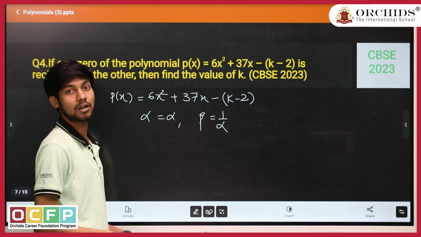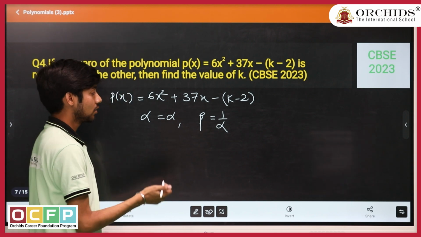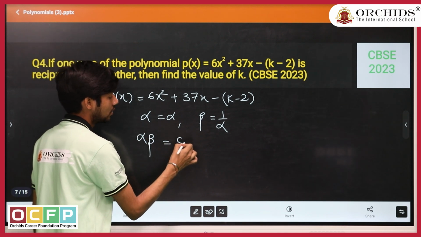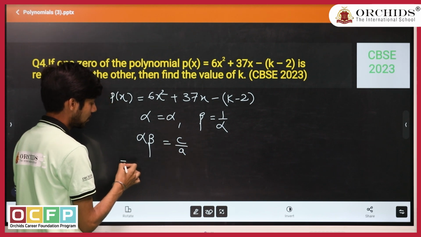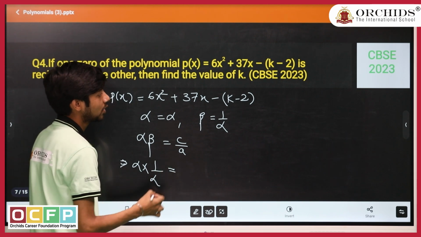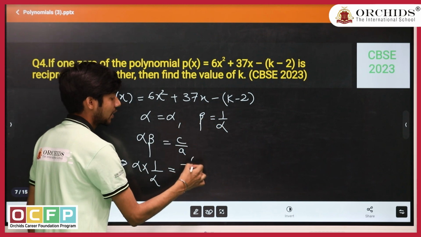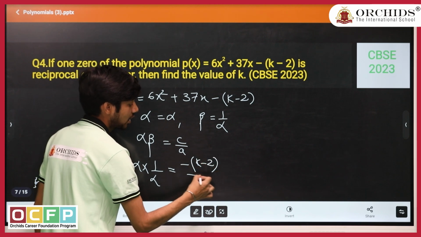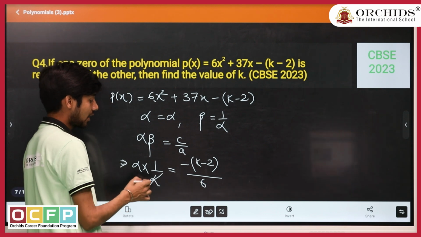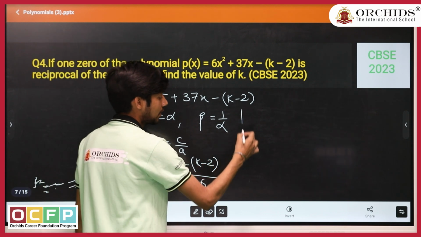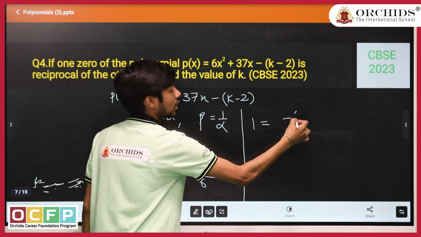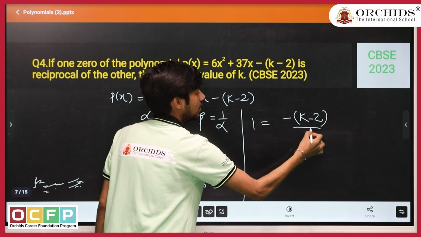And we know a relation of the product of zeros with the coefficients. What is that? We know that the product of zeros alpha into beta is equal to c by a. We can write alpha into beta, which is alpha into 1 by alpha, equal to, what is c here? That is the constant term, −(k − 2), divided by a, the coefficient of x², that is 6. Alpha and alpha will get cancelled out. So what are we getting? 1 is equal to −(k − 2) divided by 6.